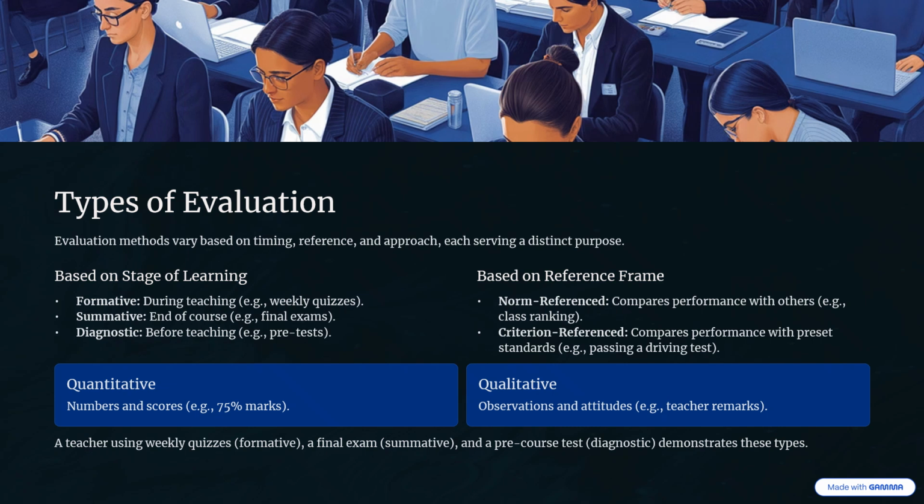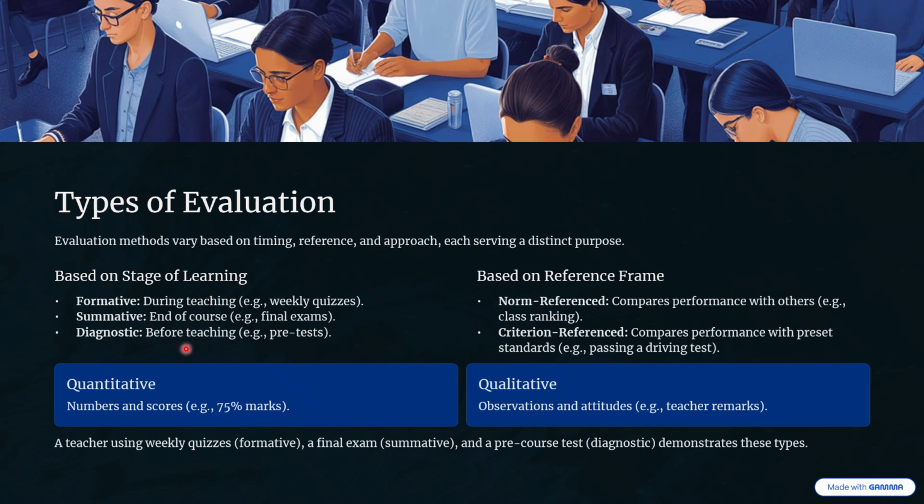Now let's look at the types of evaluation. The first is based on stages of learning. The first one is formative evaluation. It is conducted during the teaching process. It helps the teachers to identify learning difficulties and provide feedback. For example, weekly quizzes. The next one is summative evaluation. It is conducted at the end of the course or unit. For example, final examination.